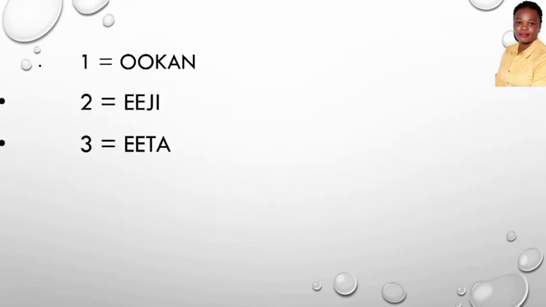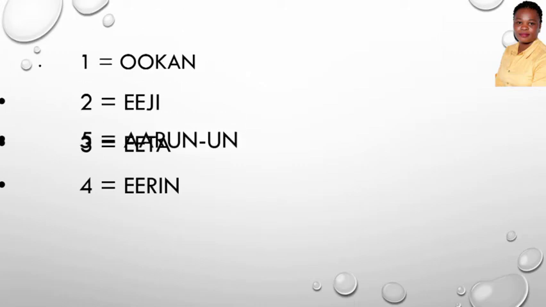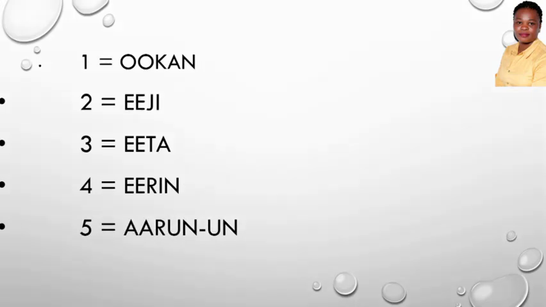1 ọ̀kan, 2 èjì, 3 ẹ̀ta, 4 ẹ̀rin, 5 àrún. These are the first numbers.